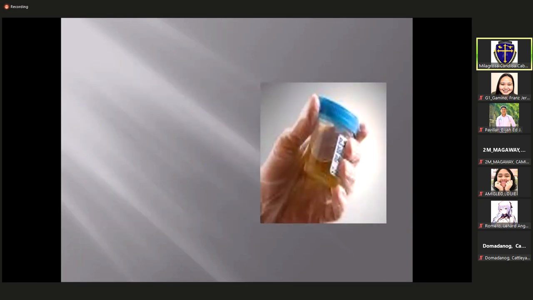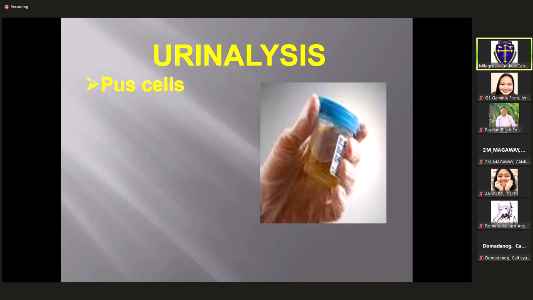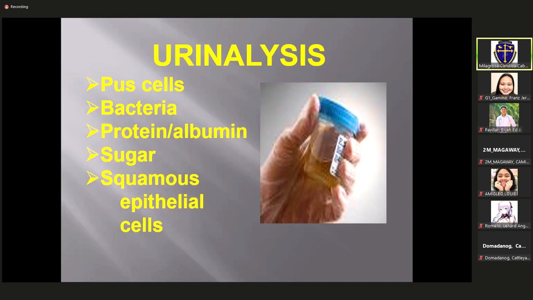Ito guys, guys. So, we go now to urinalysis. Okay. This is also SOP dito na laboratory sa patient natin. So, we have the cells, bacteria, protein, albumin, sugar, and squamous epithelial cells. So, cells, bacteria, this would really indicate, guys, that the patient has infection or what we call urinary tract infection. That needs to be attended right away. Kasi pwede po siya magkaroon ng ascending infection towards the kidney and complicate the pregnancy.